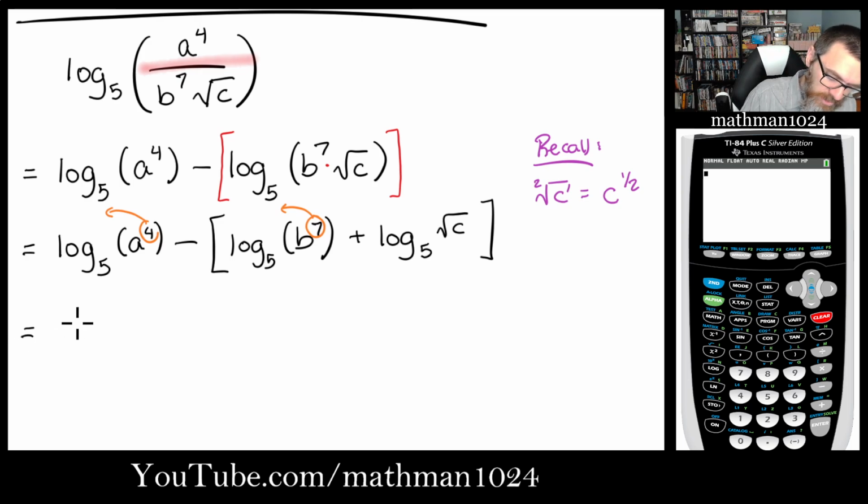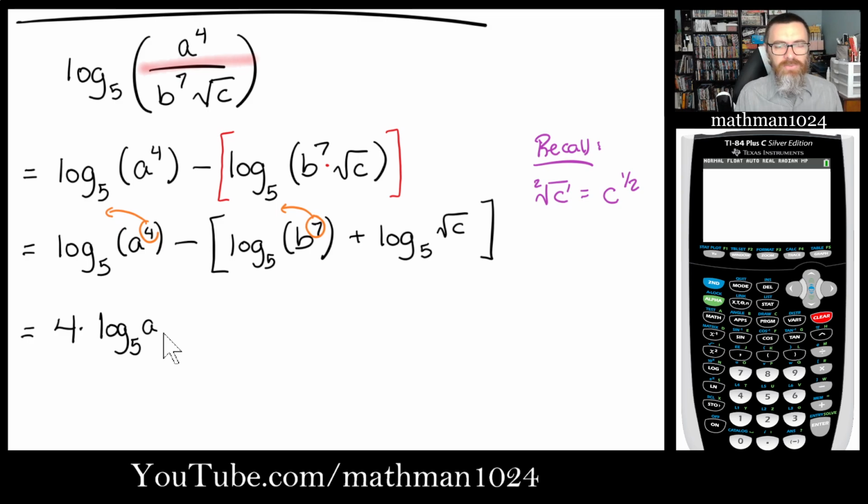So for this first one, I bring the 4 out front. Now, I don't always do this, but just for clarity, oftentimes you'll see me do a raised dot for multiplication. That way, whenever I write log base 5 of a, it's very clear that it's 4 times that, and you don't see that 4 next to the log, and you think, oh, that's 41.